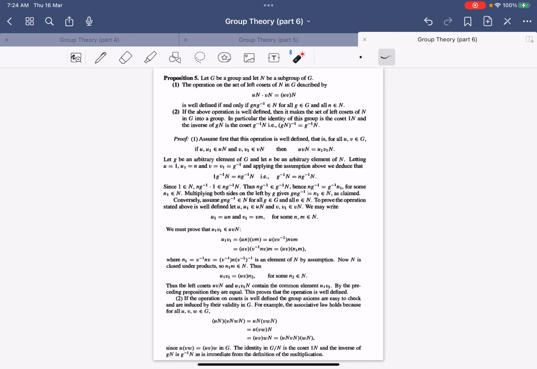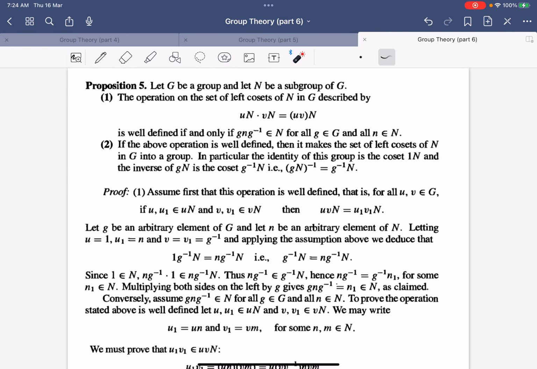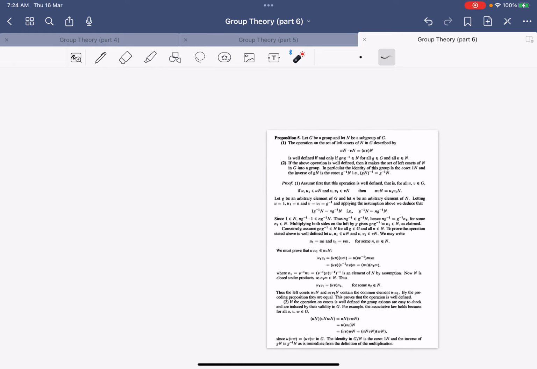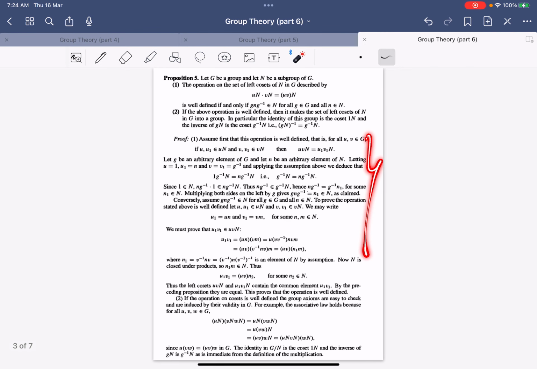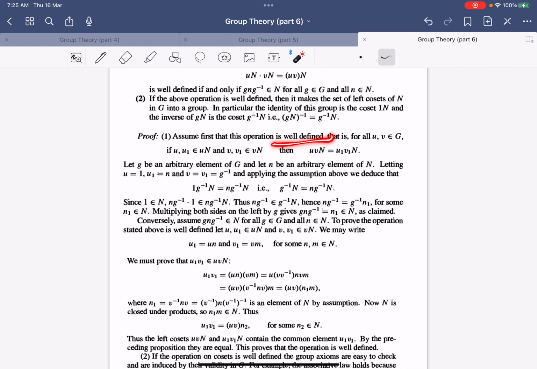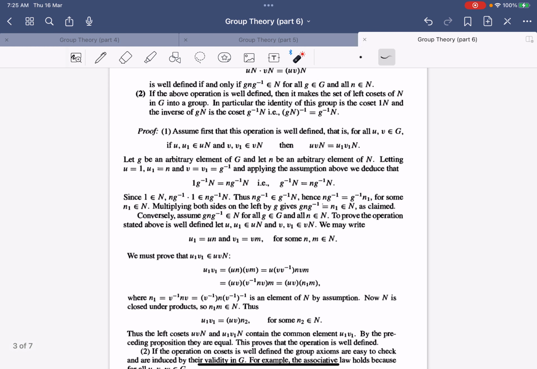Like earlier, we have stated that the operation can be well defined if and only if g n g inverse is an element of N for all g and for all n. This is really equivalent to saying N is normal in G. The proof follows over here. Assume that the operation is well defined, and then you just take different representatives of the cosets. You can then prove that g n g inverse is an element of N.